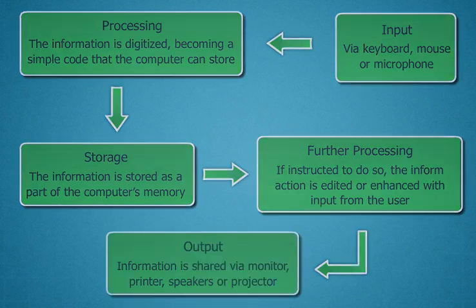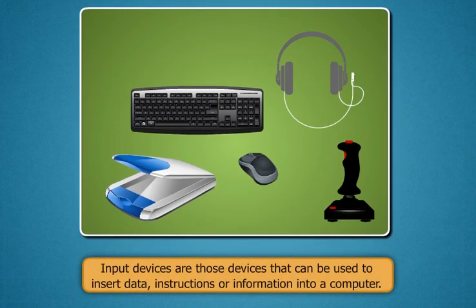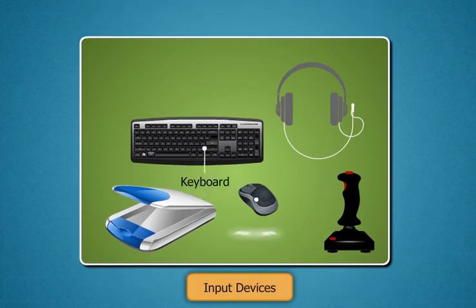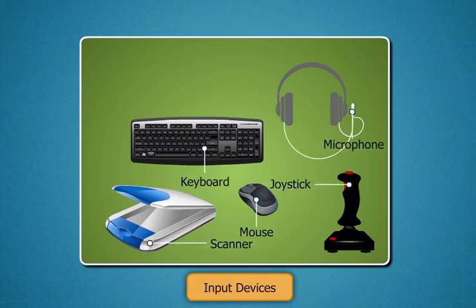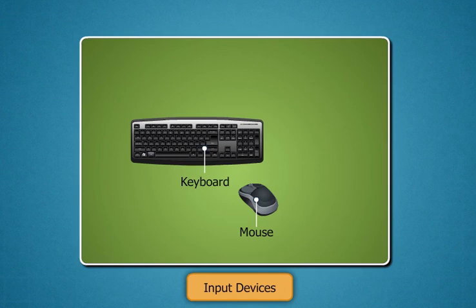But how do we provide input to the computer? Let's explore. We give data or instructions to the computer by using input devices. Input devices are those devices that can be used to insert data, instructions, or information into a computer. Keyboard, mouse, joystick, microphone, and scanner are a few input devices. Out of all these input devices, the ones we will be using the most are the keyboard and the mouse. So, let us know them in more detail.